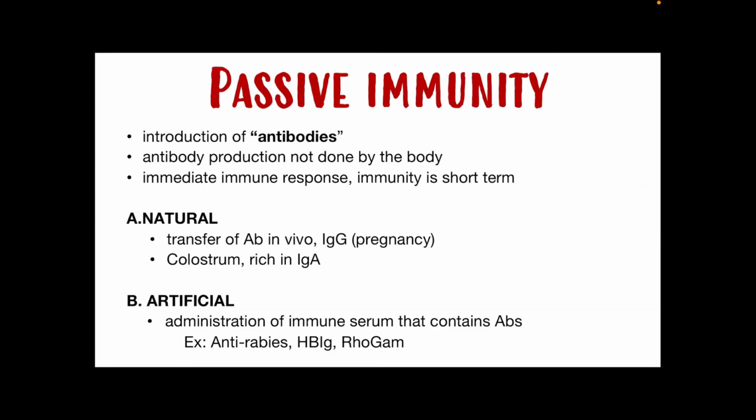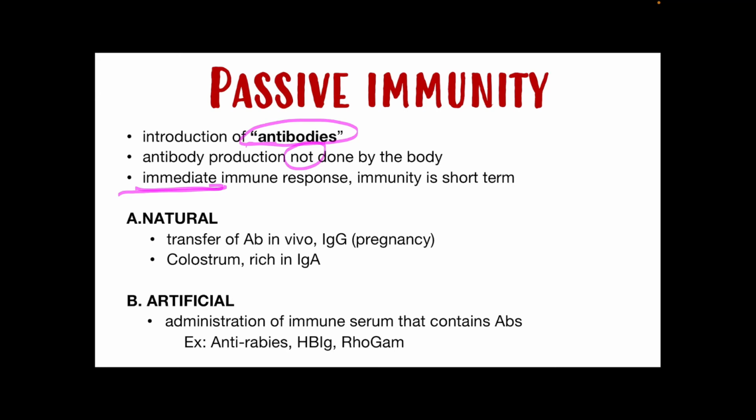So in passive immunity, there is again introduction of antibodies, and the antibody production is not done by the body. And because of this, the immune response for passive immunity is immediate. So just like, for example, when you are bitten by a dog, you won't wait for your body to produce antibody for weeks or for days after being bitten by a dog. But what will happen is you will be given an immediate source of antibody to counteract the effect of the rabies virus.